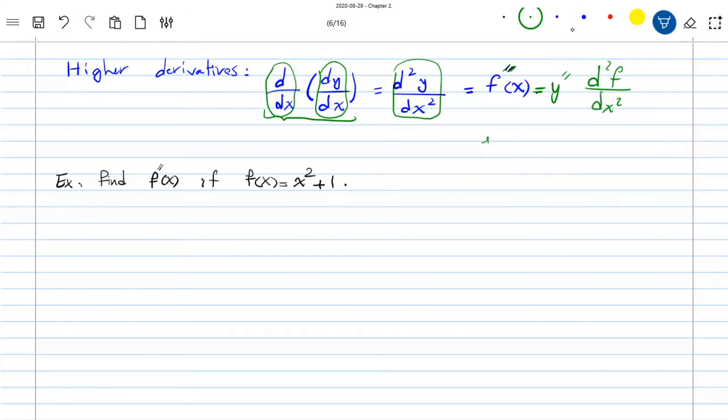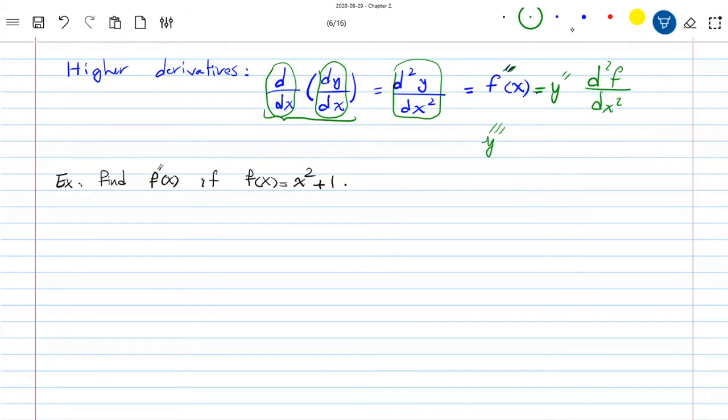If they ask you for the third derivative, y triple prime, y to the fourth or whatever, at some point you don't want to write 10 of these. So what they do is after a certain number, they write in parentheses 4. That means the fourth derivative, but they mention that this is the derivative.